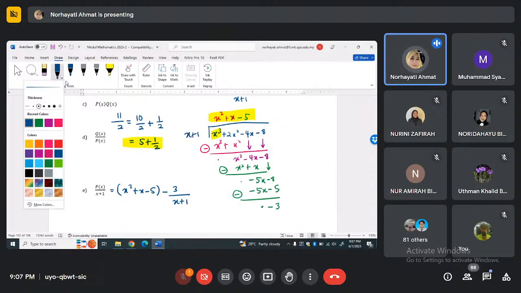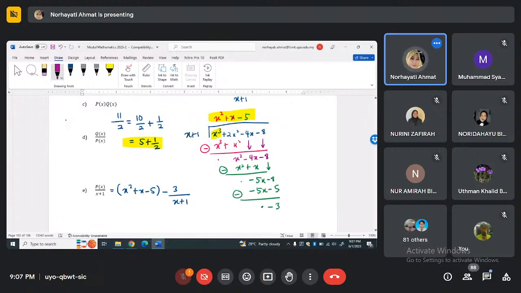Okay, ini saya tunjuk. 11 divided by 2. So 5 times 2 is 10. And then we get remaining 1. 1 as a remainder. So how to write the answer? 11 over 2 equals 5 plus 1 over 2.